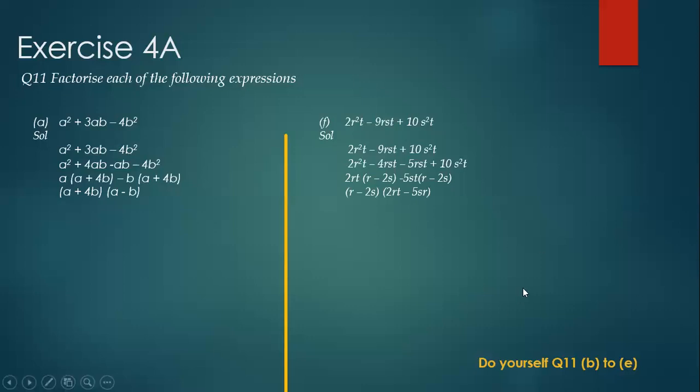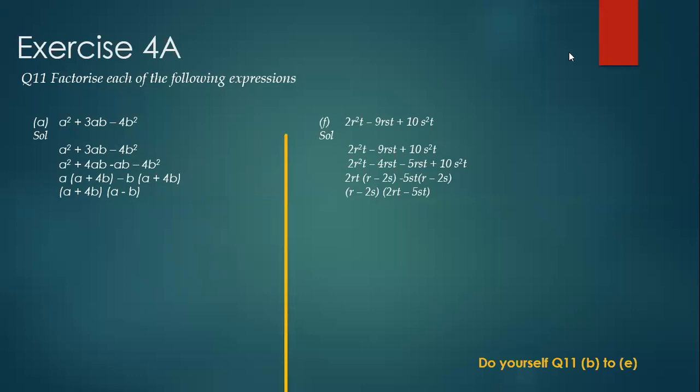So with this, this exercise 4A is completed. Pardon me, this should be T here, not R. So this is an error. This should be a T here. And let me quickly change this. So there I have corrected this. This is r minus 2s. And then the second factor will be 2rt minus 5st.